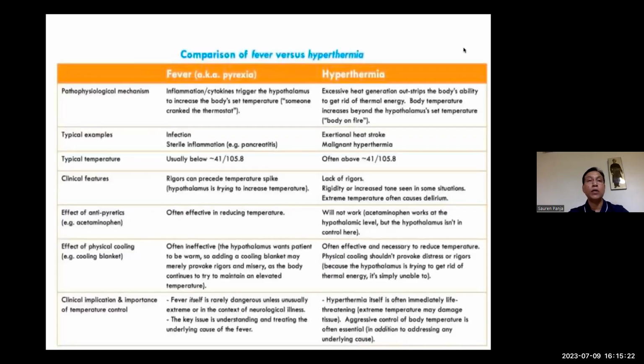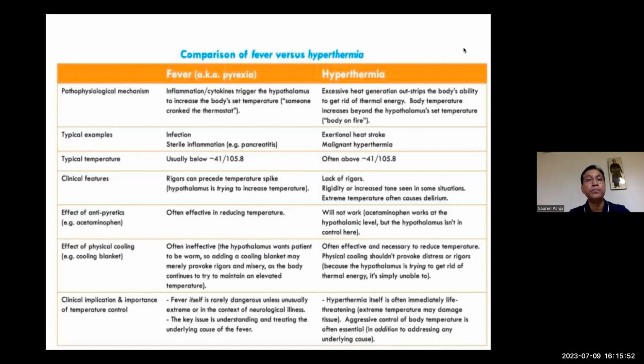So as I was discussing, fever and hyperthermia are two different entities. Usually fever means a temperature between 101 and 102 to 103 degrees Fahrenheit. But if the temperature goes beyond 104 to 105 degrees, then we call it hyperthermia. There are different mechanisms, and if we compare fever and hyperthermia, the approach to diagnosis as well as management differs.